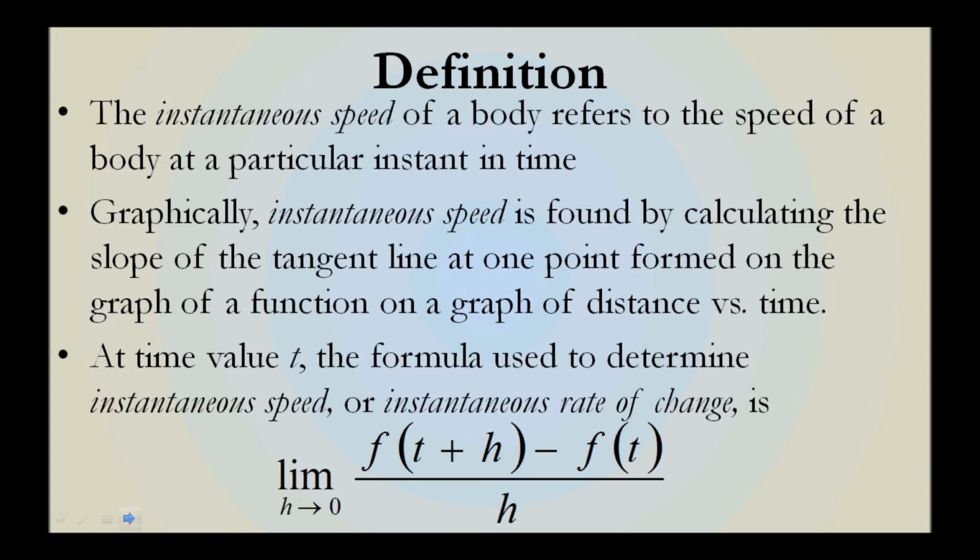So graphically, instantaneous speed is found by calculating the slope of the tangent line at one point formed on the graph of a function, a graph of distance versus time. So, at time value t, the formula used to determine instantaneous speed, or instantaneous rate of change, is the limit of f of t plus h minus f of t divided by h as h approaches 0, which is the definition of a derivative, just with respect to time as a specific unit.